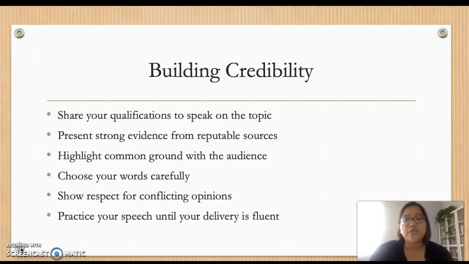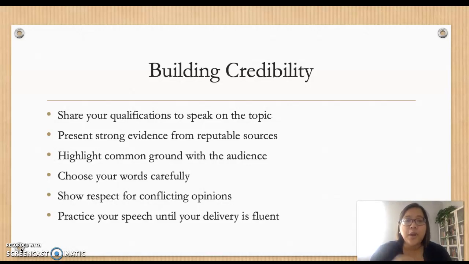So you share your qualification to speak on the topic. And then you present strong evidence from reputable sources. This is where, when we talk about the importance of research, I want you to always include academic resources or academic research. This is where you shine, because you want to make sure that you present evidence that was well researched by reputable sources. And by reputable sources, I'm talking about scholars, I'm talking about universities, I'm talking about experts in their field.